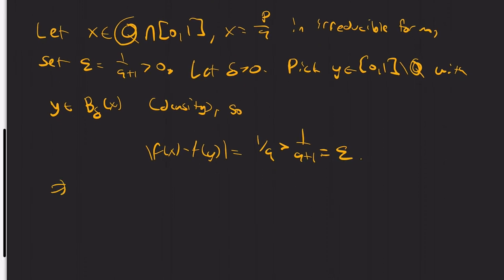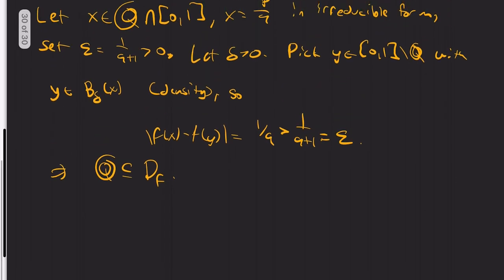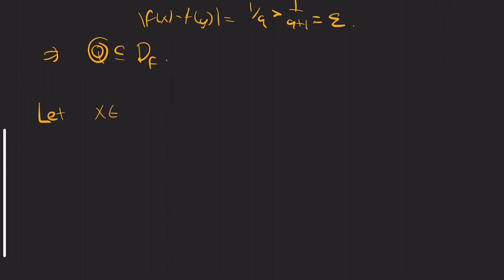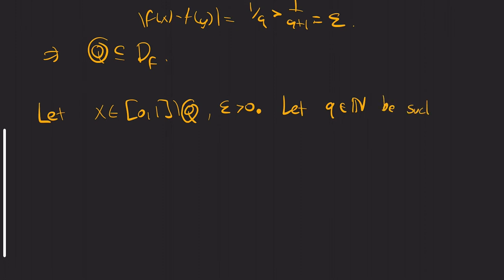So this says the rationals are contained in the set of discontinuities. And then I'm going to show that irrationals are not, so that we get exact equality of the set of discontinuities. So let x be irrational now, and epsilon be positive. Okay. Let q be such that 1 over q is less than epsilon.